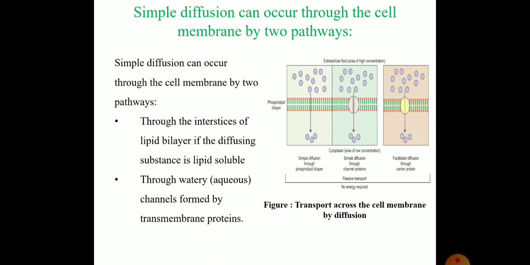Then simple diffusion can occur through the cell membranes by two different pathways. In one pathway, the diffusing substance itself is lipid soluble and it enters through the interstices of the lipid bilayer by diffusing directly, as it is a lipid soluble particle. And the second pathway is through the watery aqueous channels which are formed by the transmembrane proteins.